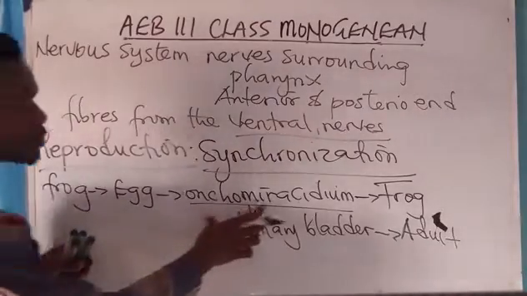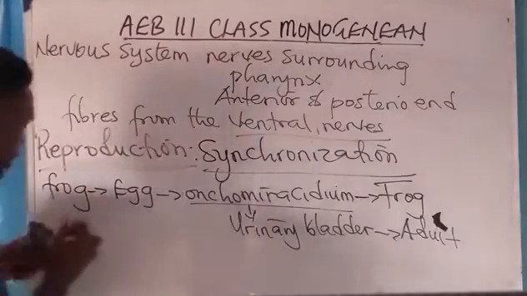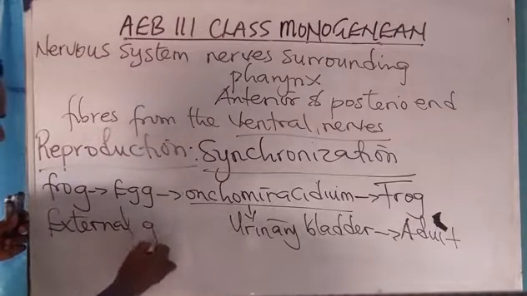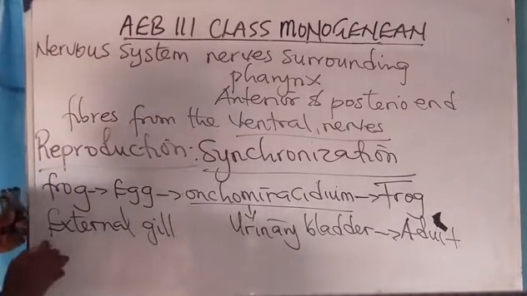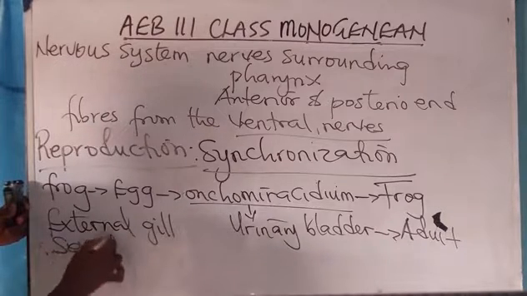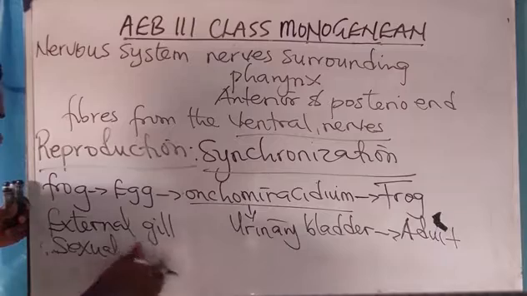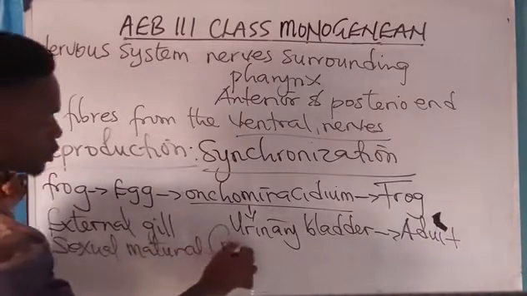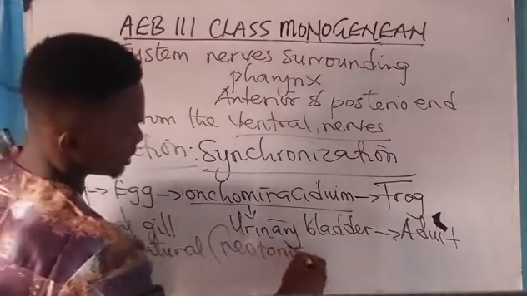However, if the Oncomiracidium larva is found externally, on the external gill, it attains sexual maturity through a type of development called neotenic development.